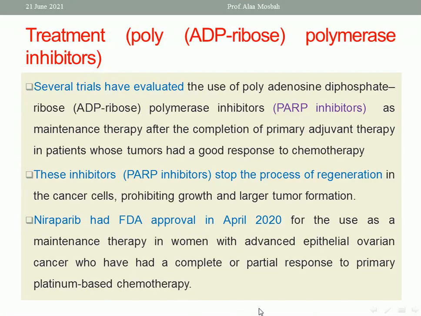Another line of treatment is treatment with poly-ADP ribose polymerase inhibitors, or PARP inhibitors. This can be used as a maintenance therapy after completion of primary adjuvant therapy in patients whose tumor had a good response to chemotherapy. So you should have a good response to chemotherapy to give PARP inhibitor. These PARP inhibitors stop the process of regeneration in cancer cells, prohibiting gross and larger tumor formation.